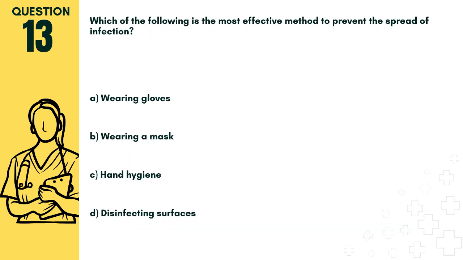Question 13. Which of the following is the most effective method to prevent the spread of infection? A. Wearing gloves. B. Wearing a mask. C. Hand hygiene. D. Disinfecting surfaces.